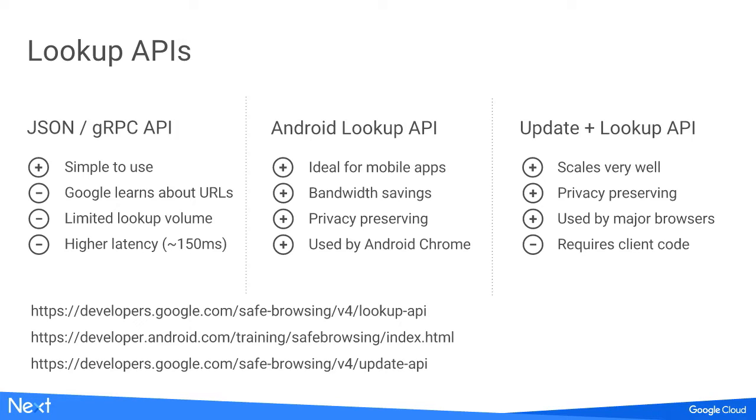The other thing is a combination of the Lookup API, which we talked about earlier, and something called the Update API. This scales extremely well, and we're going to show you a demo of this shortly. It preserves privacy. Again, we do not need to send URLs to Google. It's used by the major browsers, including Firefox and Chrome. It does require client code for most of your developers, so that's great, right? Because you like writing code.